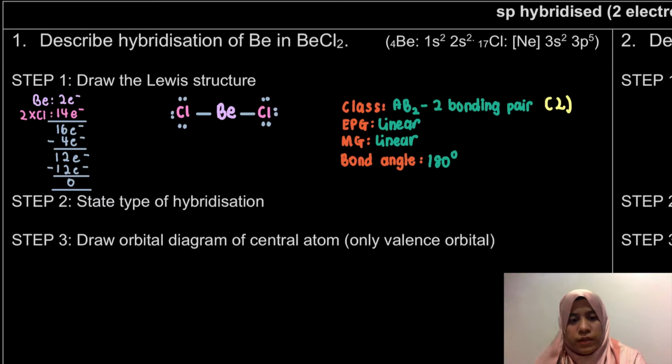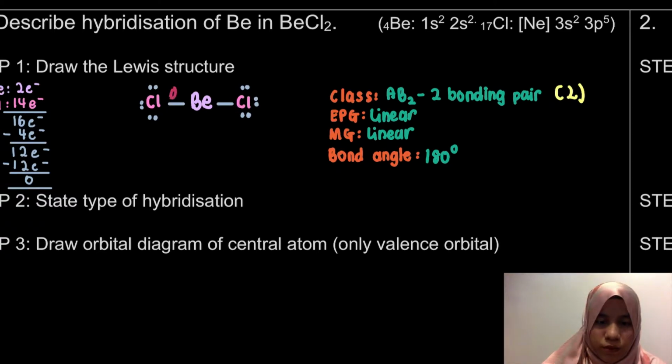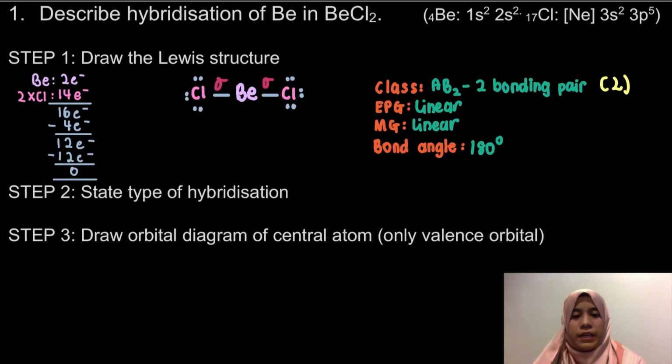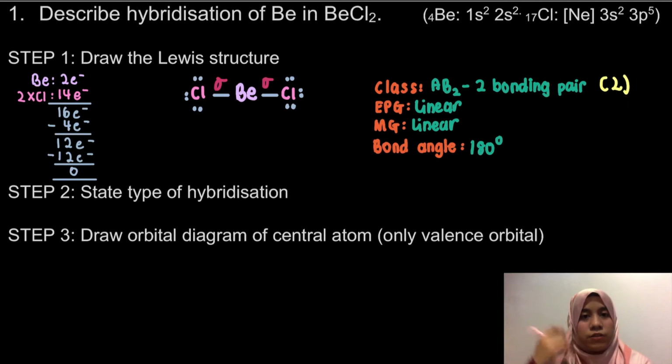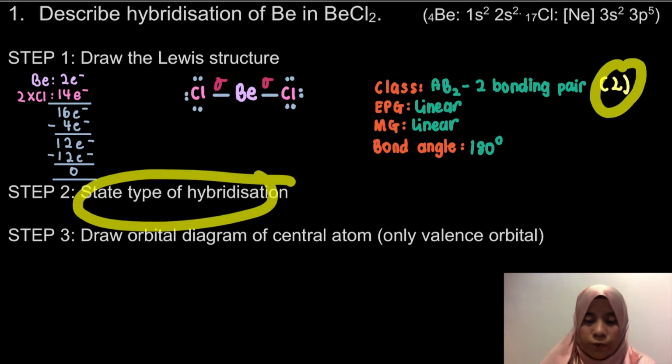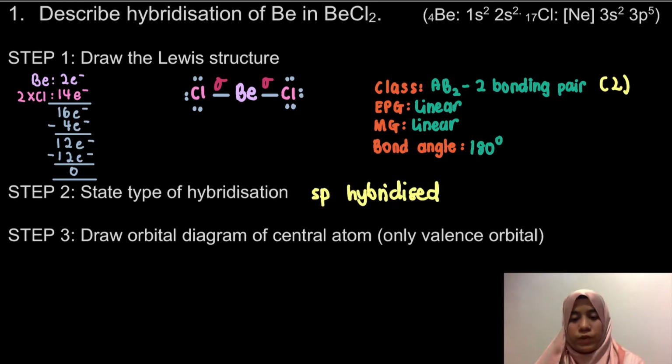From here we know that our beryllium has 2 sigma bonds, so here there are 1, 2 sigma bonds. Later we will see why I said at first that there are 2 sigma bonds. Next, state the type of hybridization. The earlier parts were steps 4.1 and 4.2; steps 2, 3, 4 are what we learn in this subtopic. So state the type of hybridization. If it is 2, then it is sp hybridized. Why 2? Because 1s and 1p, so 2, sp hybridized.